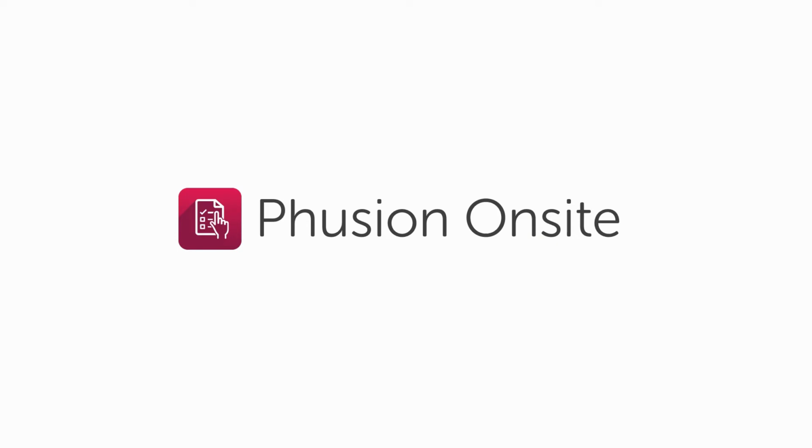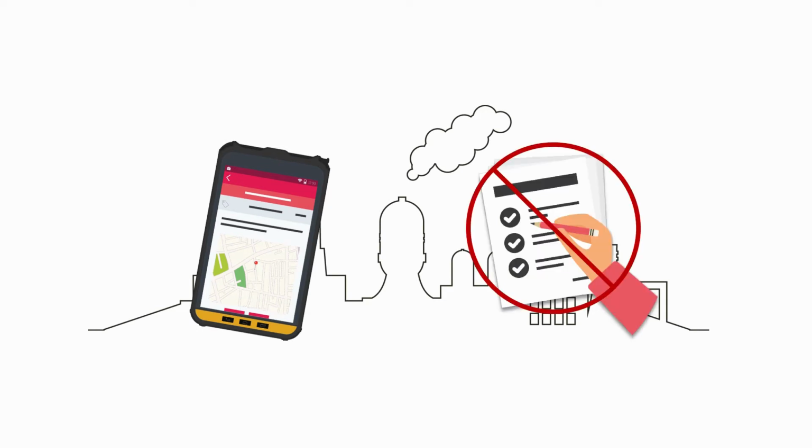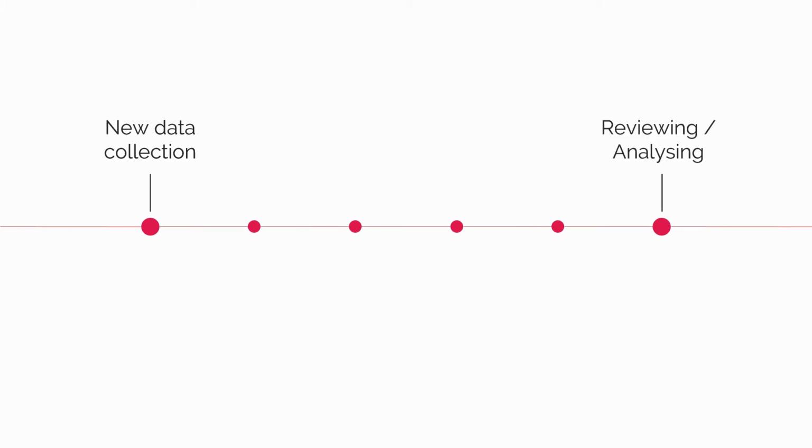Phusion Onsite is a universal information collection application, allowing users of mobile devices to gather data remotely in situations where pen and paper forms would traditionally have been used. This video aims to show you the journey through the use of the application, from starting out on a new data collection project to the reviewing and analyzing of previously gathered information.